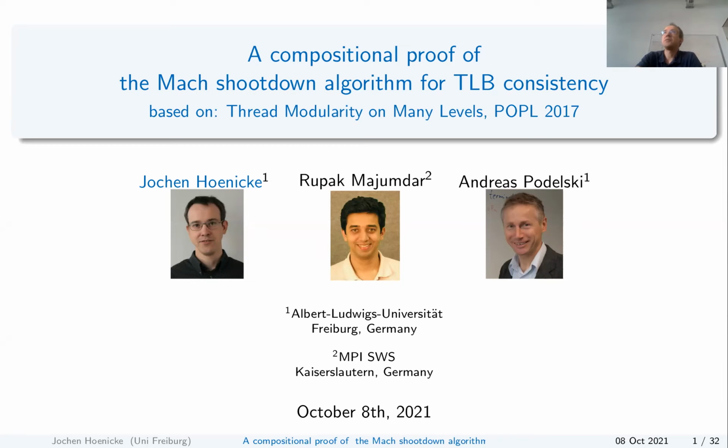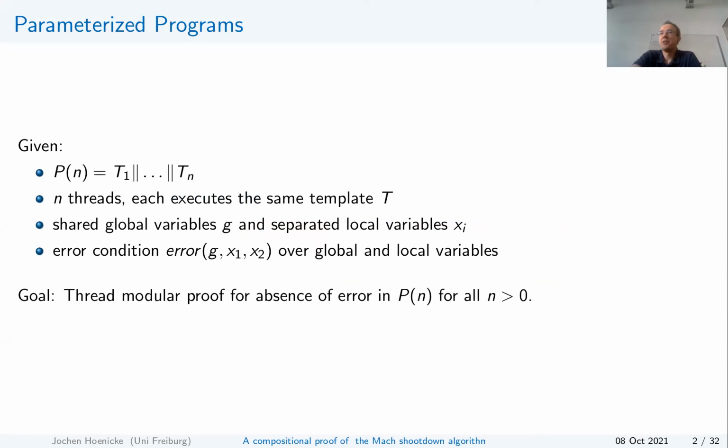So let's start with the kind of programs that we want to verify. We want to verify parametrized programs that are parametrized in the number of threads. So we have a program PN, that is the parallel composition of n threads, and each of the n threads executes the same thread template T. These threads communicate via shared global variables G, and each thread has its own local variables, which are indicated with xi to indicate that every thread has its own copy.